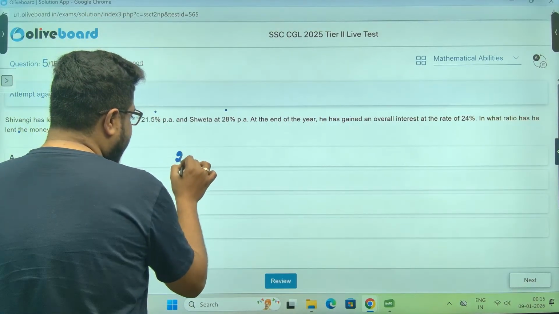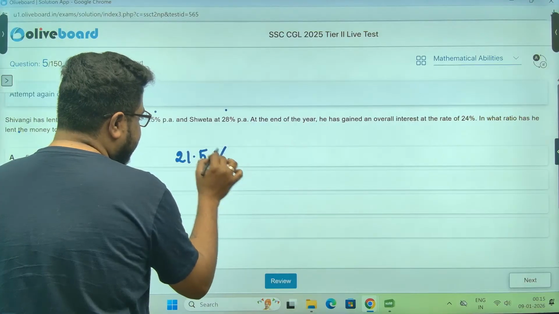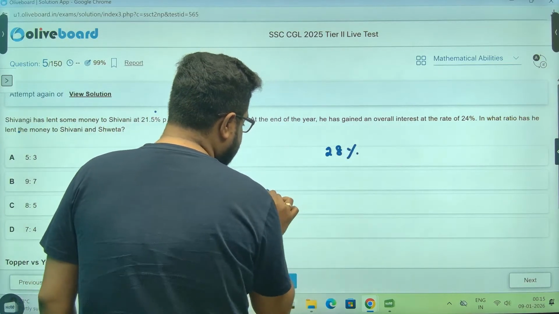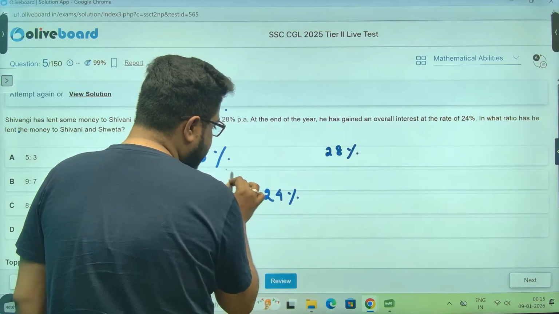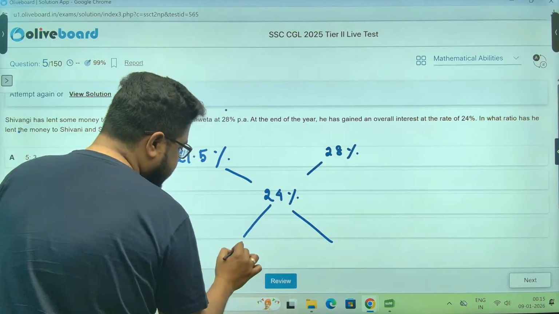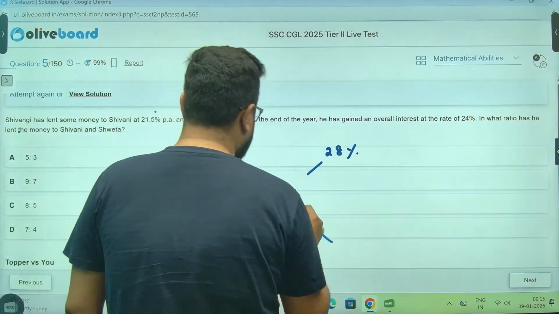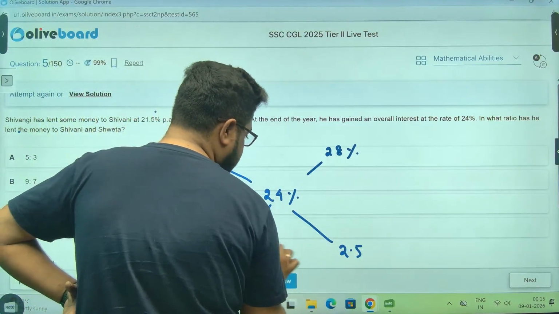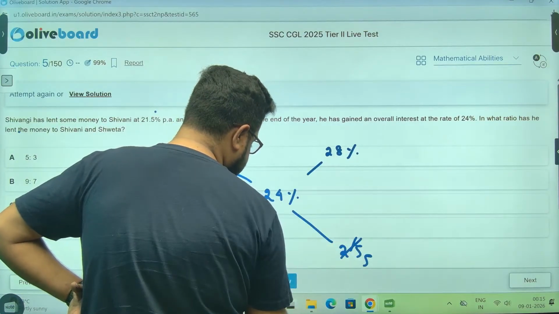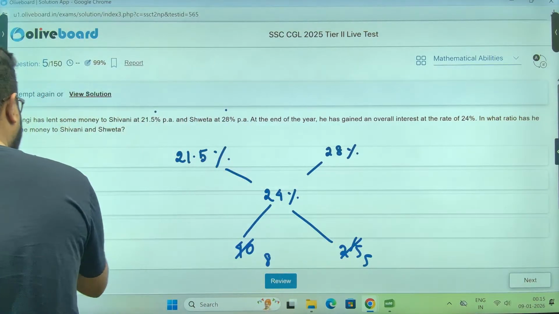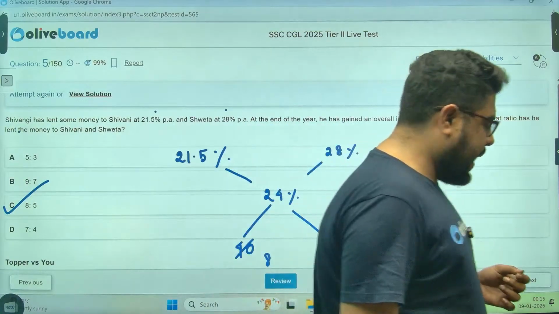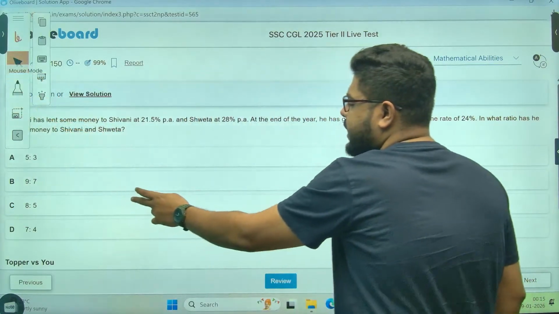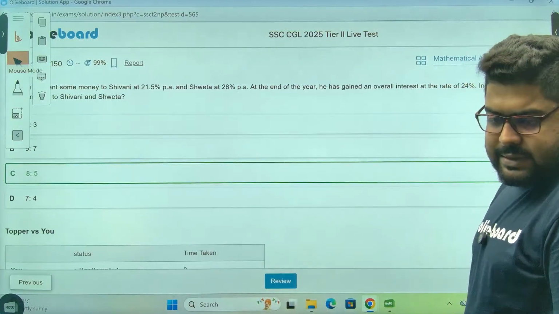So 21.5. You just read the first line and say, sir, alligation. The net result is 24. So just do this. This is 4 and this is how much, sir? 2.5. Right? So this is 40 and 25. 5 5s, 5 8s. 8 ratio 5, option C is your correct answer, sir.